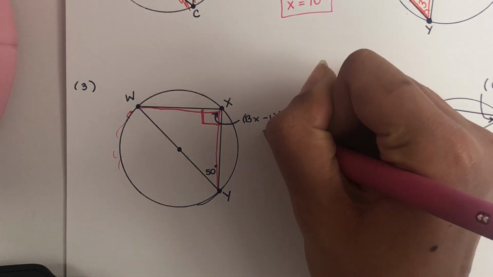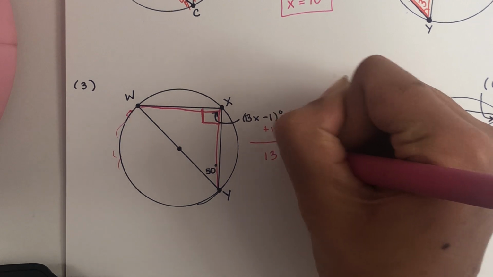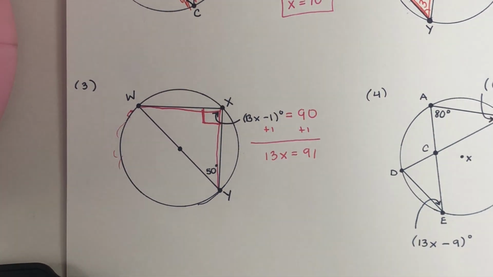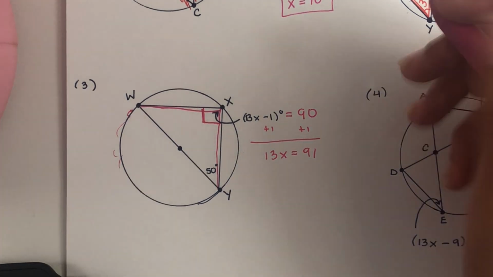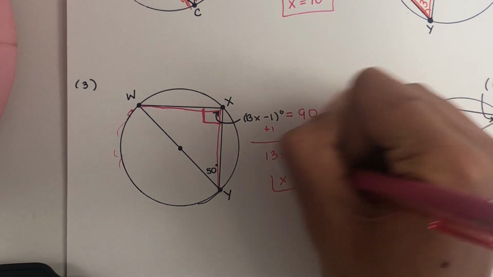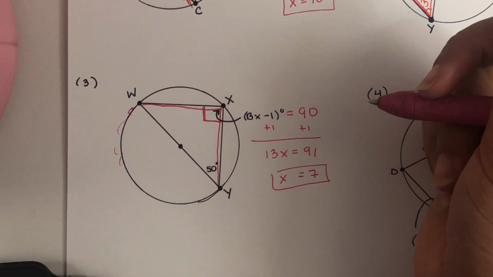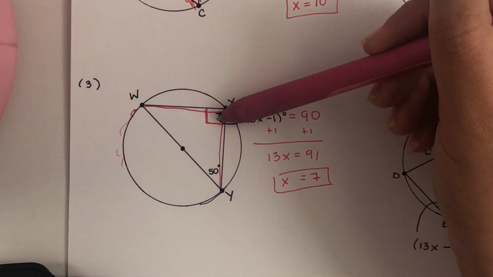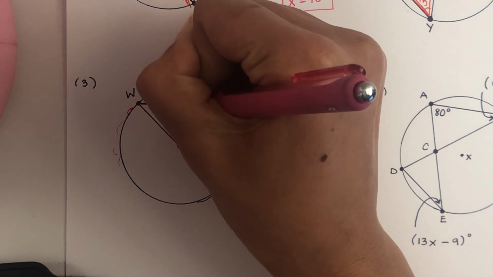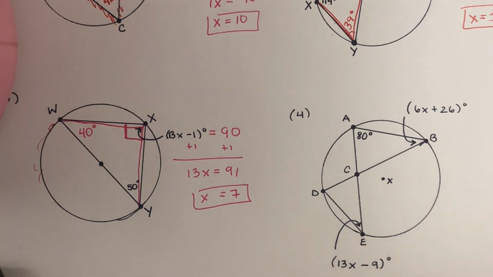Let's start off by adding 1 to both sides, because we're going to solve for x right here. I have 13x now equals 91. Take 91, you divide it by 13, you get x equals 7. Right, but I already knew this was 90. And the 3 angles of a triangle add up to 180. 180 minus 90 is 90, minus 50, 40. All right, last problem.